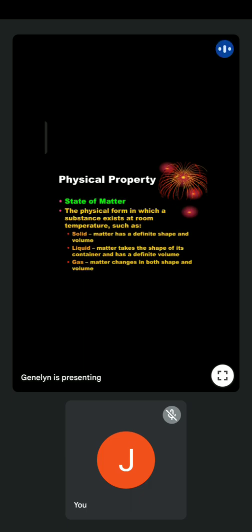State of matter. The physical form in which a substance exists at room temperature, such as solid, liquid, and gas. When we say solid, matter has a definite shape and volume. When we say liquid, matter takes the shape of its container and has a definite volume. And when we say gas, matter changes in both shape and volume.